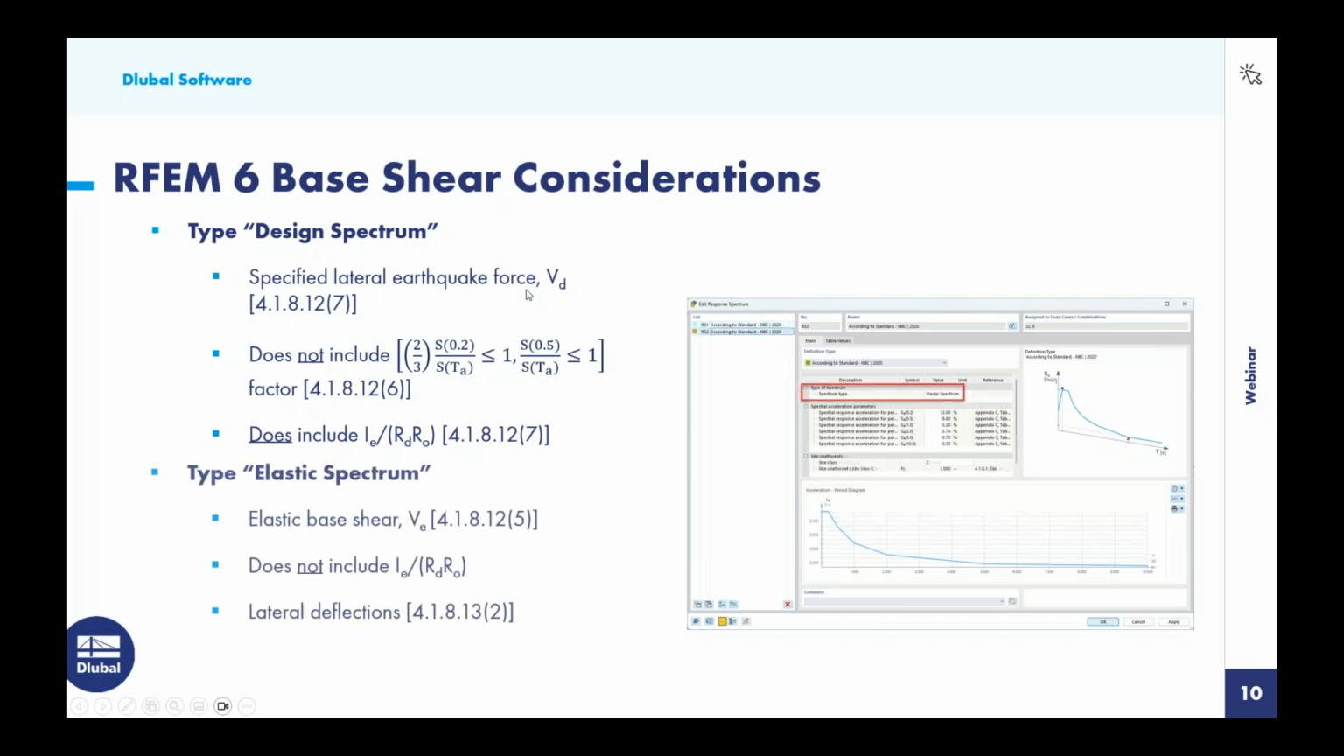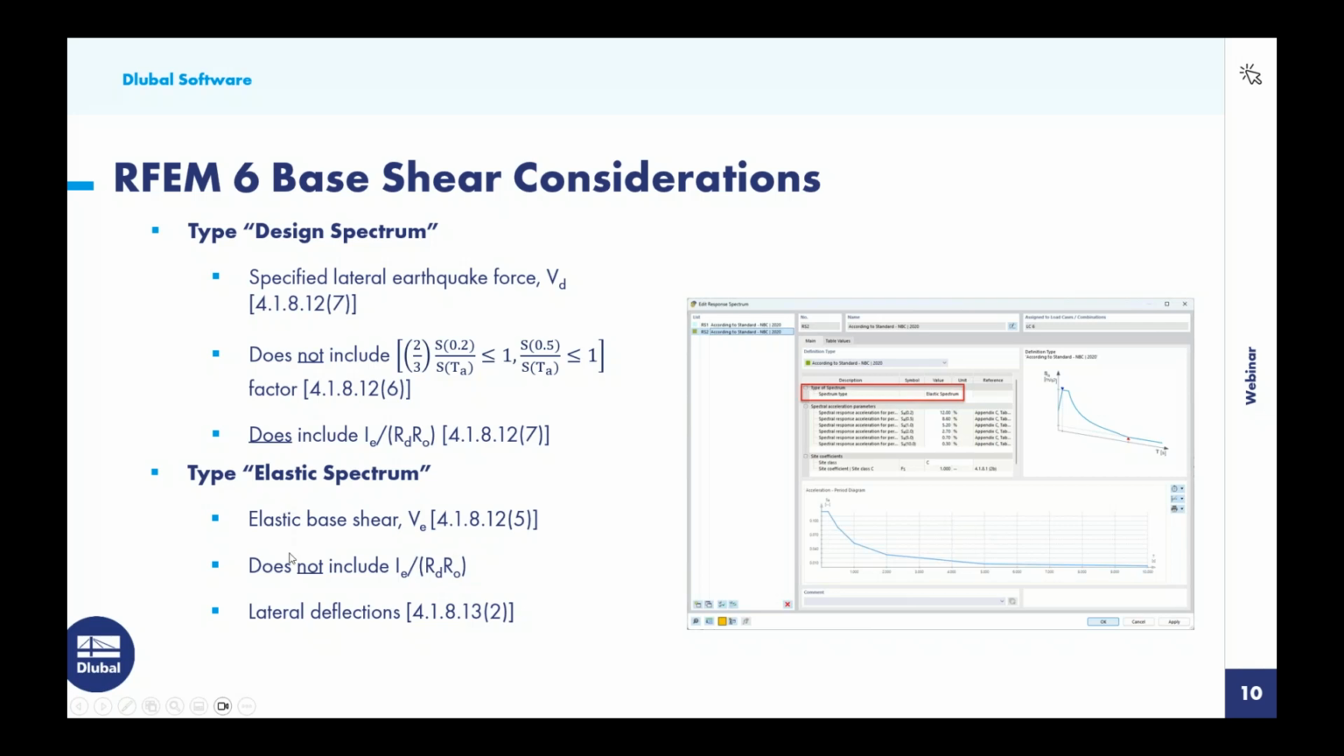If you also remember, I had mentioned there is the elastic spectrum type that we haven't seen so far, but that is the additional option within the dropdown. This is going to give us the elastic base shear, V sub E from 418.12.5. So it includes no factors at all, including that I sub E over RD times RO.